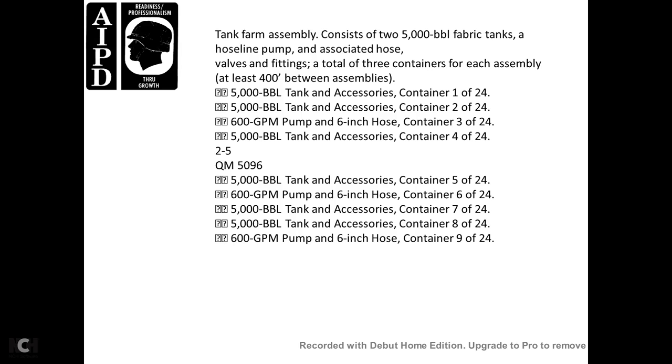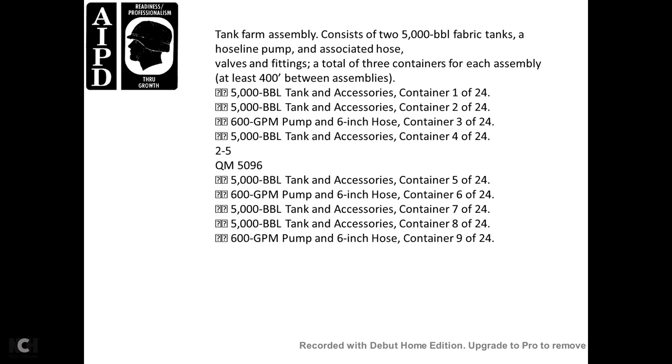The tank farm assembly consists of 2 5,000 barrel fabric tanks, hose line pumps associated with the hose and valve fittings, for a total of 3 containers for each assembly, with at least 400 feet between the assemblies.